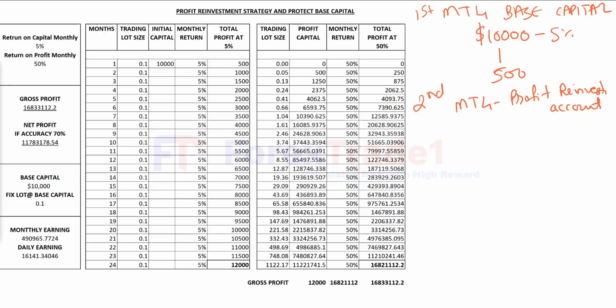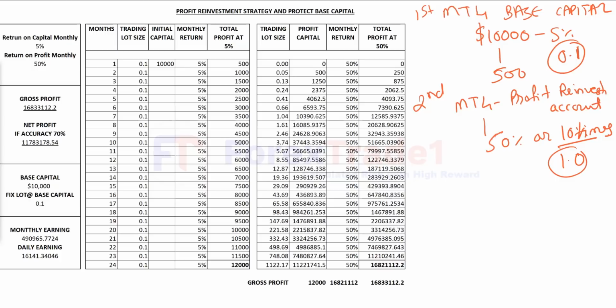Where you are going to trade with 50%, or 10 times the lot size. Suppose you are trading with 0.1 lot here, there you will trade with 1.0 lot with the same capital, whenever you achieve that much profit.